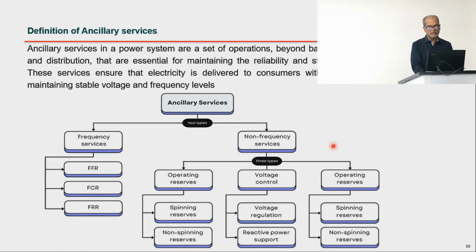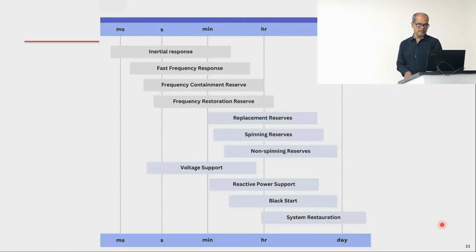And then the non-frequency services could be related to voltage, voltage regulation, reactive power service, and other operating services, such as spinning reserve. If something happens, we could use the reserve service, and there is also non-spinning reserve as well. And again, the other thing that I also mentioned, black start capability, sometimes that is also considered under the ancillary service here as well.